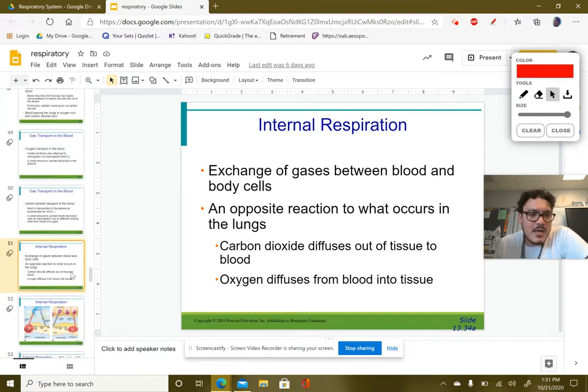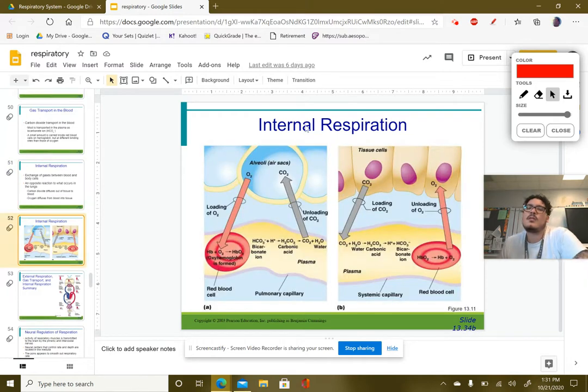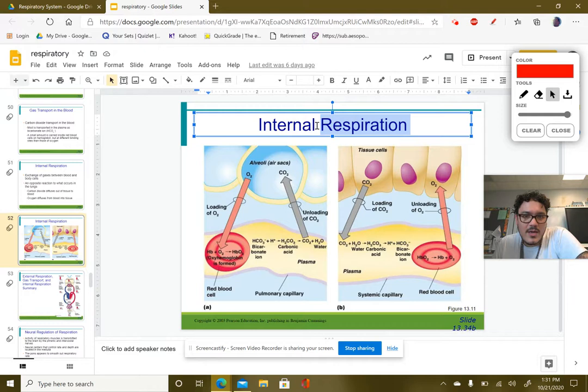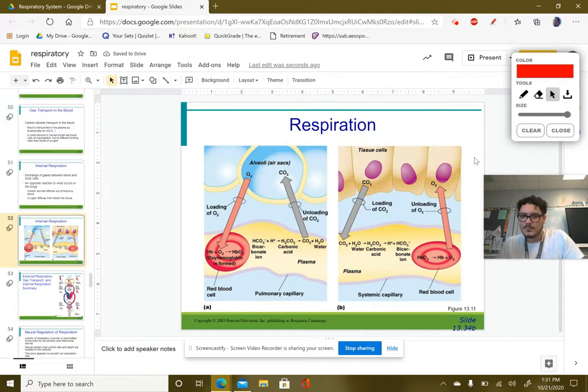Okay. Moving on down. This looks like a lot. We don't need to learn all of this. This is a little intense. But what this is talking about here is two different types of respiration. Even though it says internal respiration up here, this is actually two different types of respiration. And in fact, you know what? I'm going to go ahead and edit this live. Just leave it as respiration.